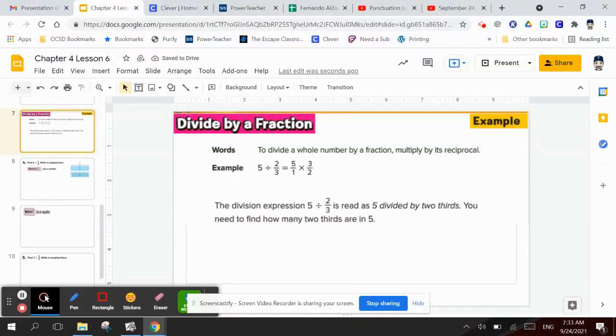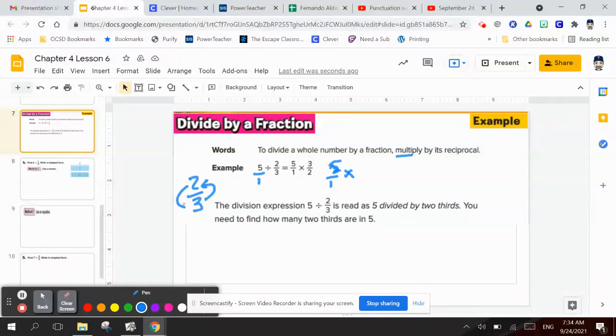So when we divide a whole number by a fraction, we multiply by its reciprocal. That's the big key here: multiplying by the reciprocal. My example is 5 divided by 2/3. 5 is my fraction, 5/1. I change the sign from divide to multiply, and use the reciprocal of the second fraction, or the flip of 2/3. I flip that fraction around, and I get 3/2. When I multiply, 5 times 3 is 15. 1 times 2 is 2.